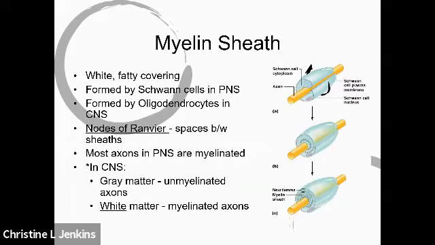Speaking of the myelin sheath, it is a fatty covering over the axons in the peripheral nervous system. Here's an up close look at a myelin sheath, and you can see the Schwann cell nucleus. Cool. Most axons in our peripheral nervous system are myelinated, almost all.